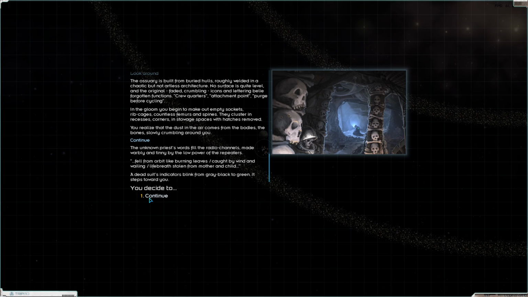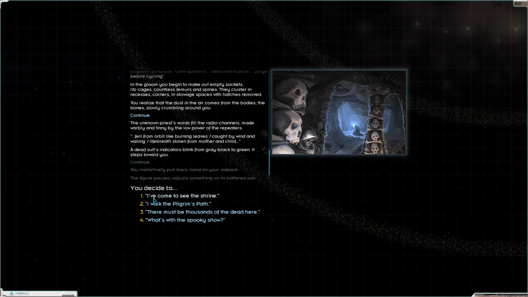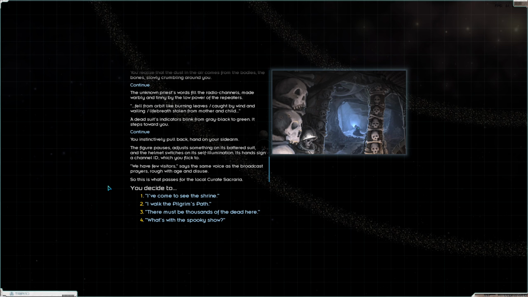A dead suit's indicators blink from gray-black to green. It steps towards you. You instinctively pull back, hand on your sidearm. The figure pauses, adjusts something on its battered suit, and the helmet switches on its self-illumination. Its hands sign a channel ID, which you flick to. "We have few visitors," says the same voice as the broadcast prayers, rough with age and disuse. So, this is what passes for the local curate of Sacraria.